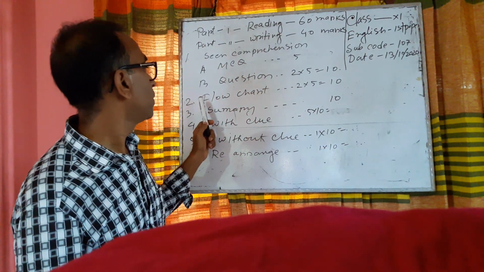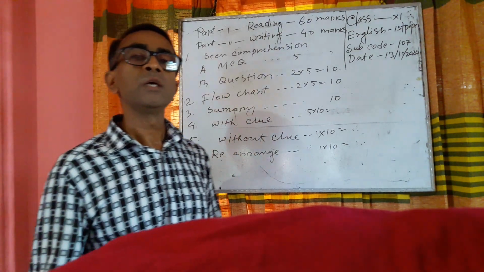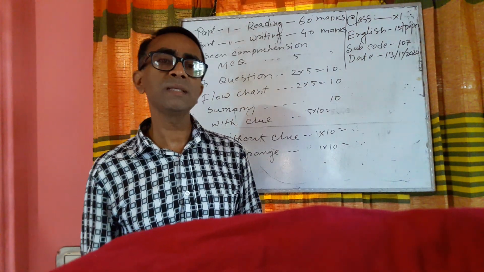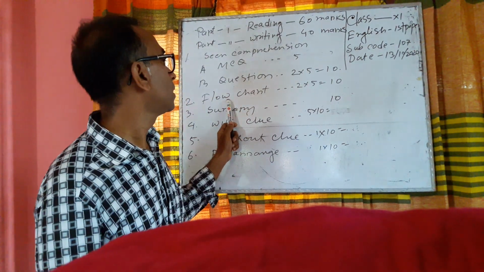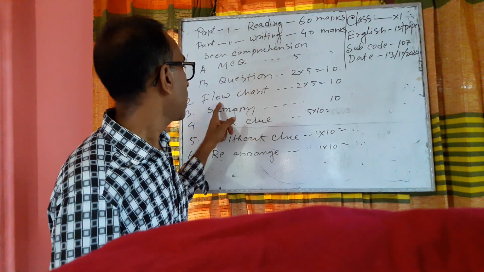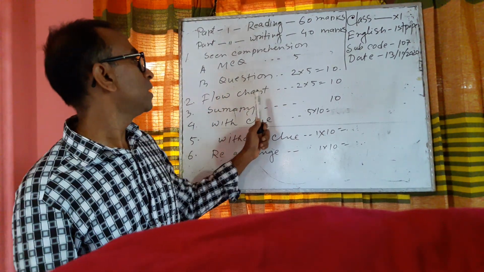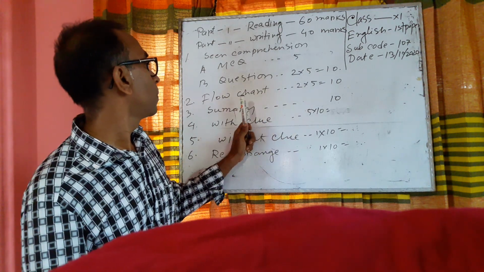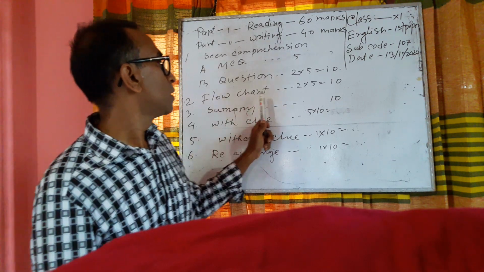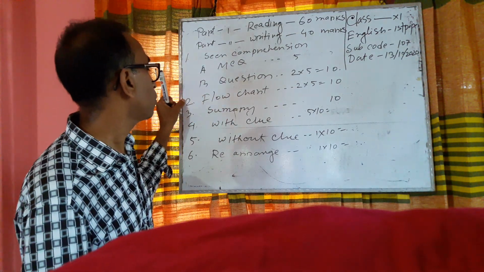Number 2, there will also be a seen comprehension, and from this comprehension you have to write a flow chart. Flow chart means one piece of information will be given, and you have to write another 5 pieces of information accordingly. Every point bears 2 marks. So it is very important. If you want to get full marks, you have to read the comprehension and understand the questions properly.